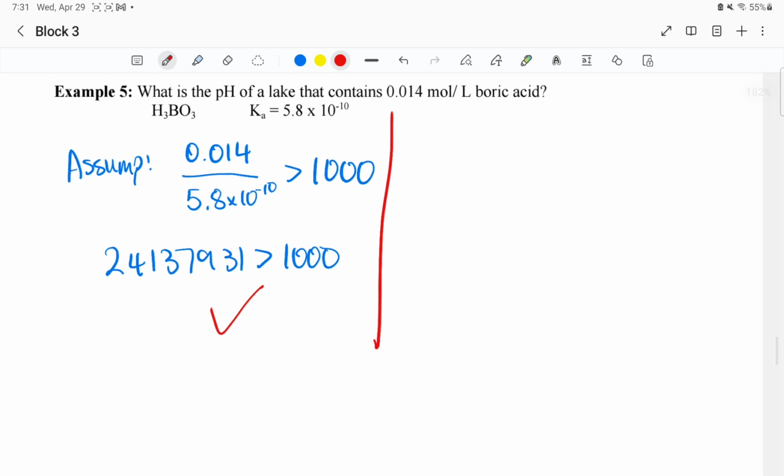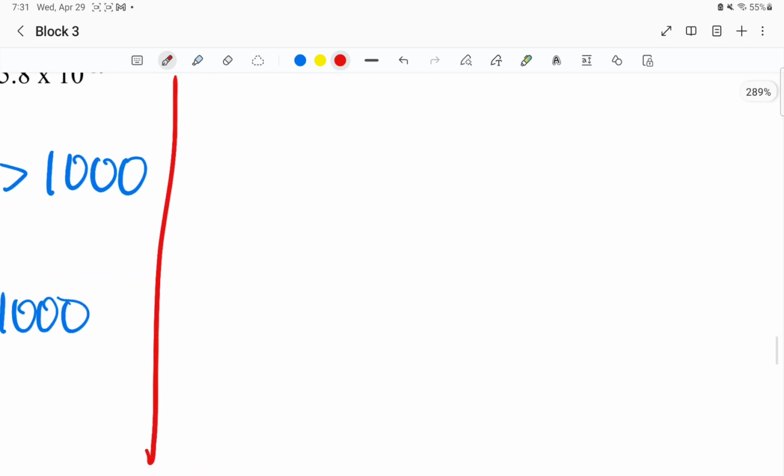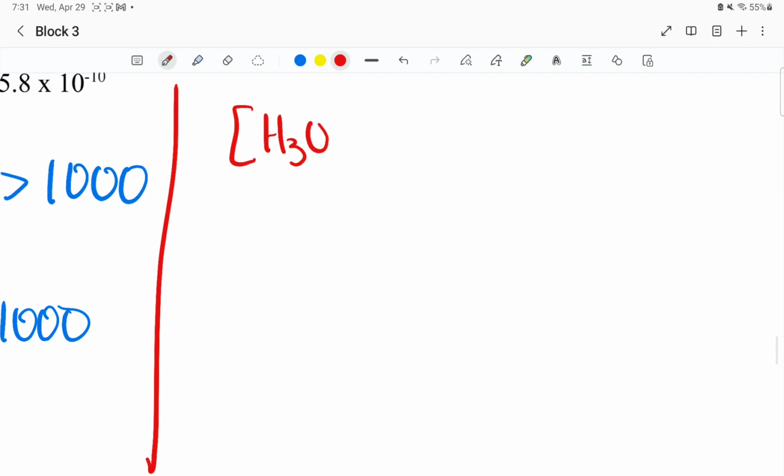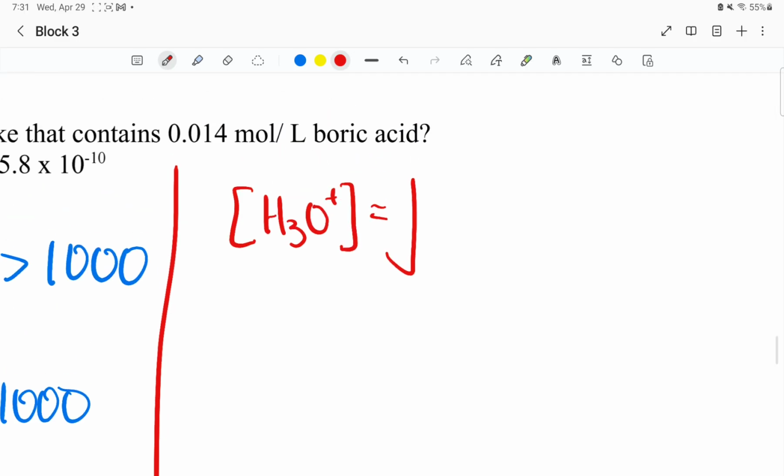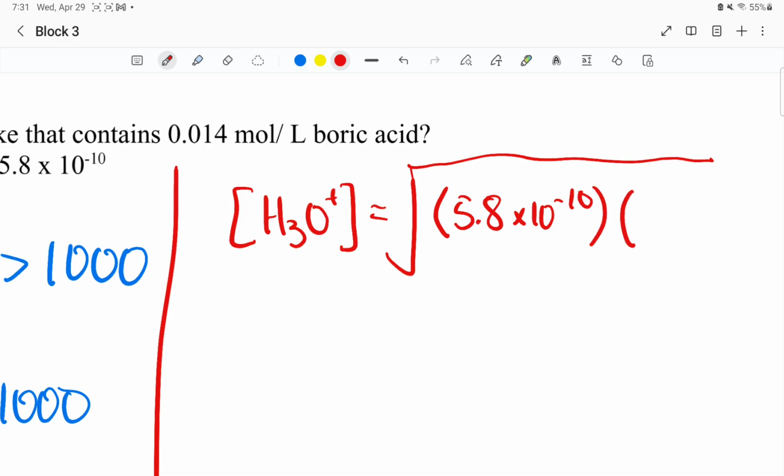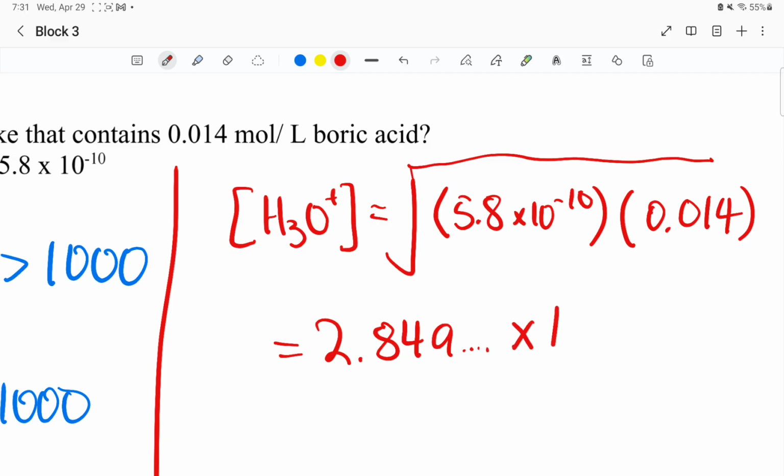All right, so what that means is, in order to find my H3O plus concentration, I take the square root of my Ka, 5.8 times 10 to the -10, times the concentration of my HA, 0.014. That gives me about 2.849 yada yada yada times 10 to the power of -6.